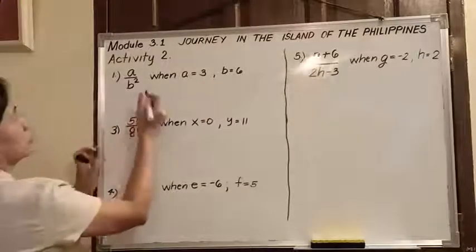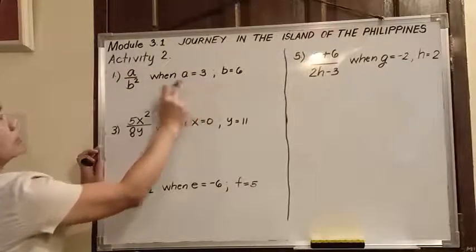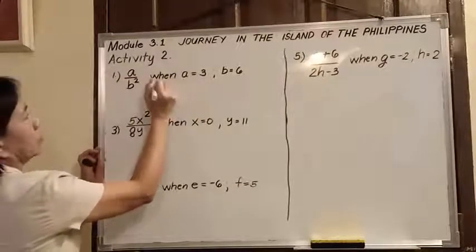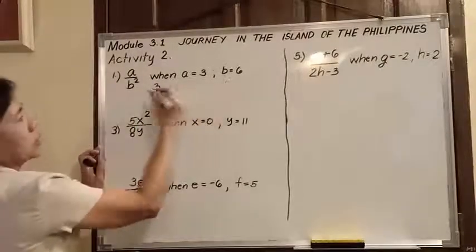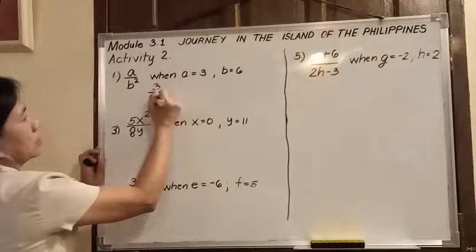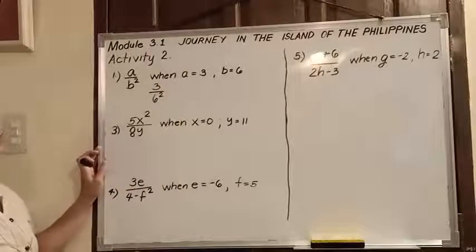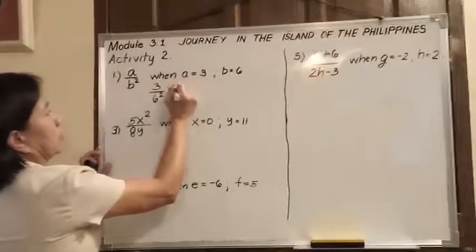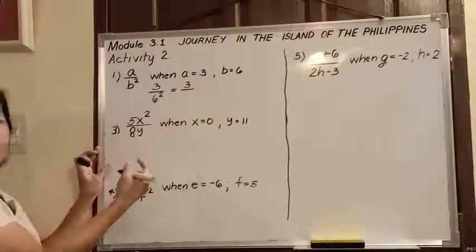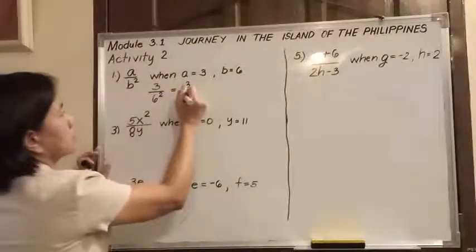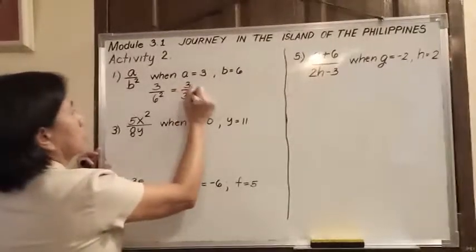So, our solution will be, we have a, 3, replacing 3 in terms of a in the numerator. Therefore, we have 3 over b is 6. And that is squared. And then retain the numerator, that is 3. Then simplify 6 to the second power. This is 6 times 6. And 6 times 6 is 36.